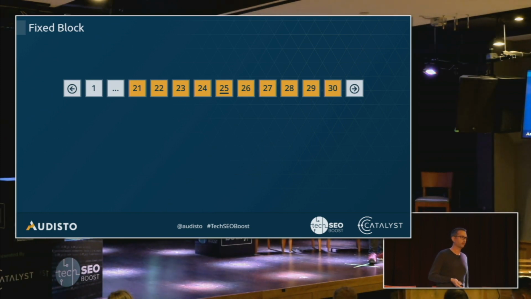And then there's the fixed block. This is kind of, you have to explain it. So what it actually is, it's a list of 10 pagination pages. And this list is always the same, no matter on which pagination page you are. So it looks the same on page 21. It looks the same on page 30 for this one.